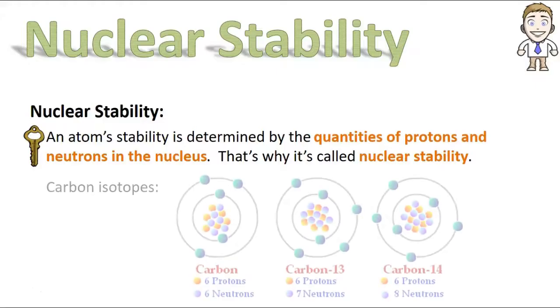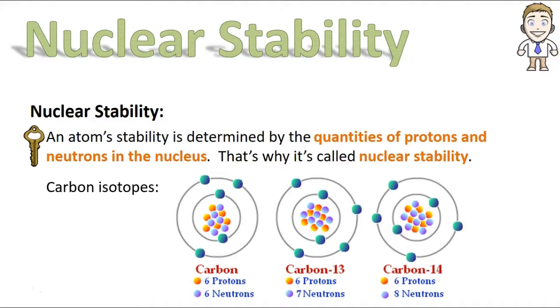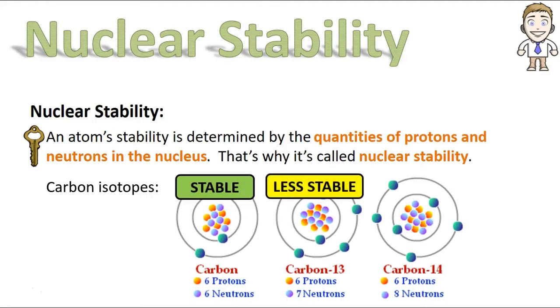If we look at three sample carbon atoms here, the first one with 6 protons and 6 neutrons happens to be stable, whereas the other two, as the neutrons change, become less stable, and the carbon-14 with 8 neutrons would be the least stable out of the three.